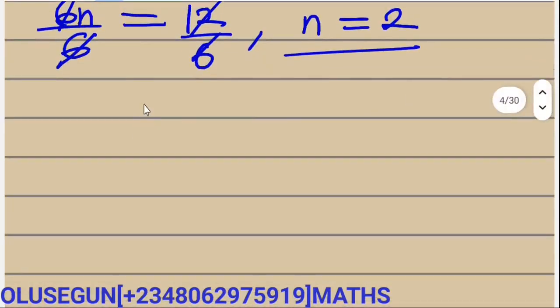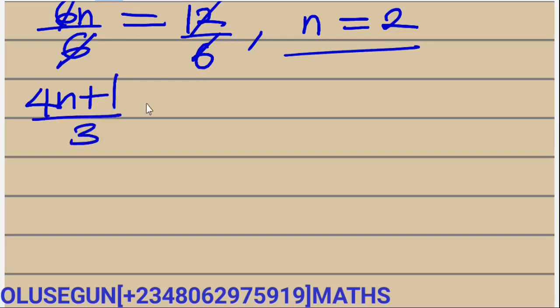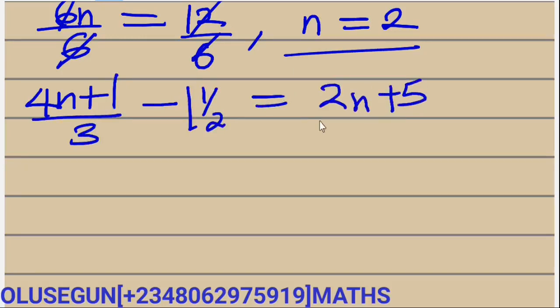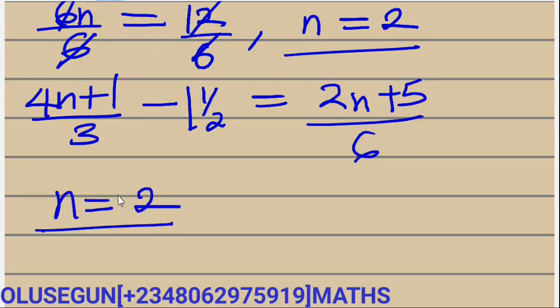So for the equation that says 4n plus 1 over 3 minus 1.5 is equal to 2n plus 5 divided by 6, it shows to us that the value of n here is equal to 2. By the time you put it in, you discover that it will surely give you an equal value.